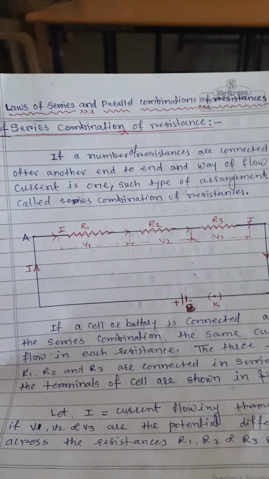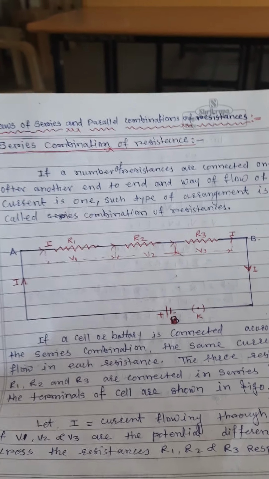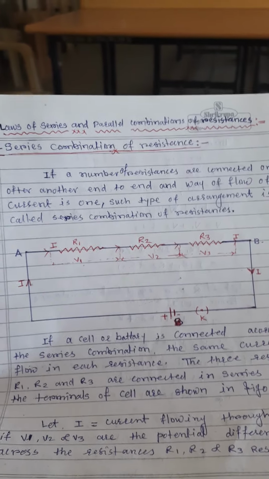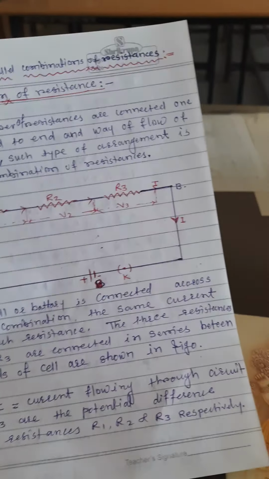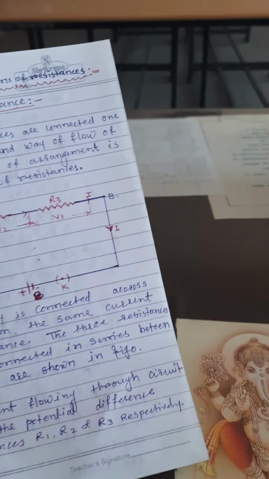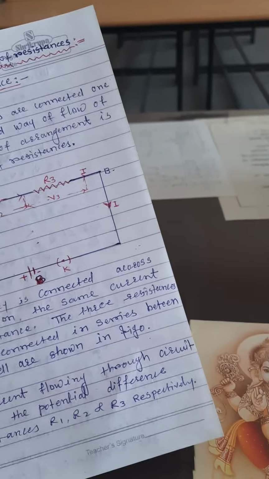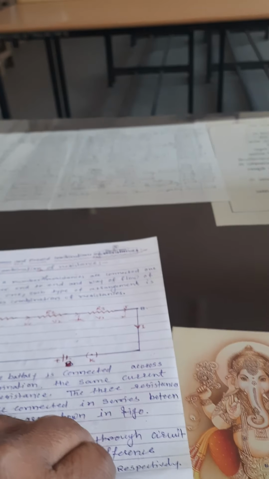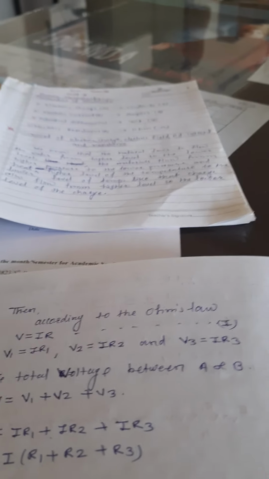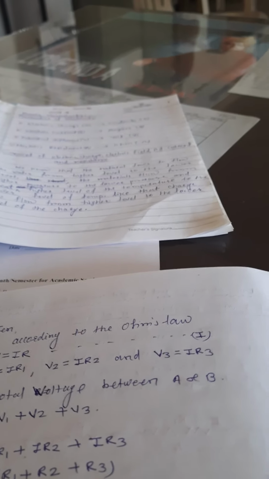If you look at this diagram, a number of resistors R1, R2 and R3 are connected across the battery. Let us consider that the current I is flowing through the circuit, and V1, V2 and V3 are the potential differences across the resistances R1, R2 and R3 respectively. Then according to Ohm's law, V is equal to IR, and we get the three voltages V1, V2, V3.